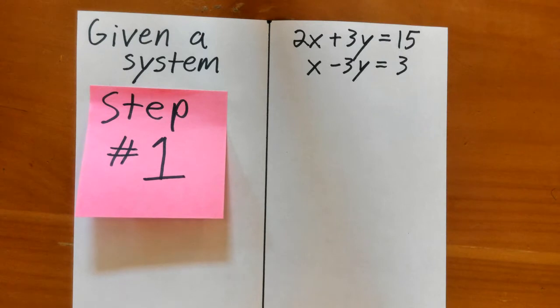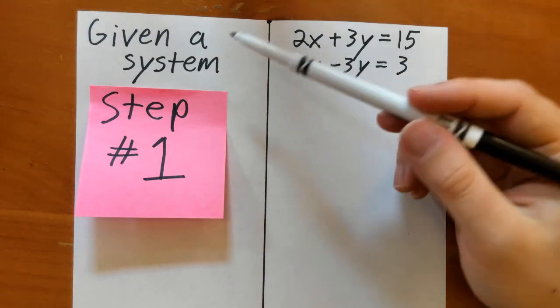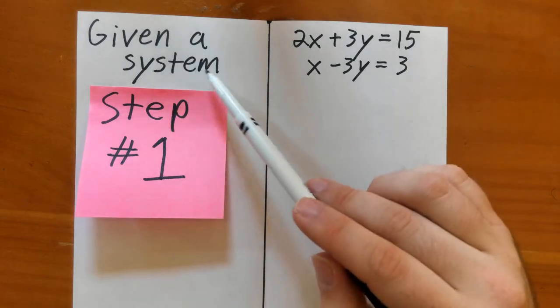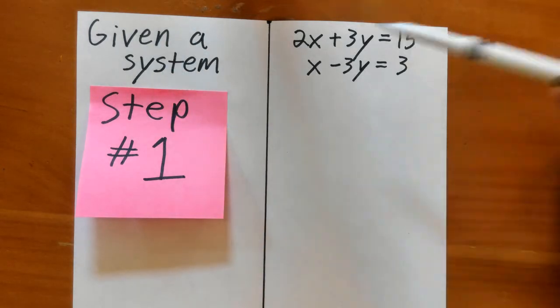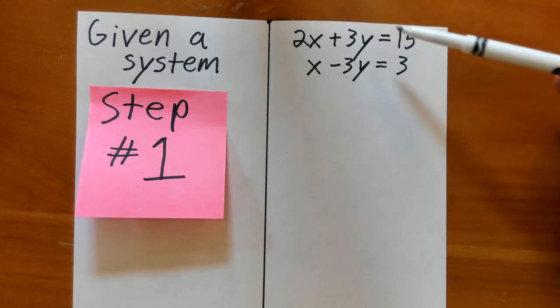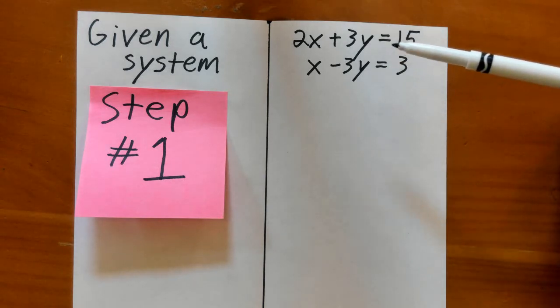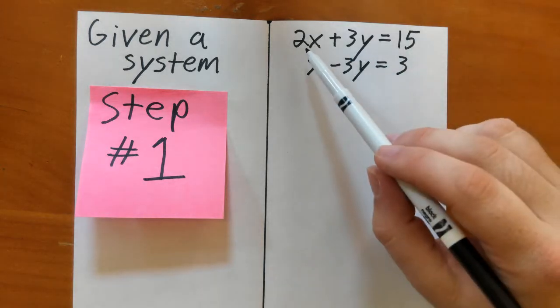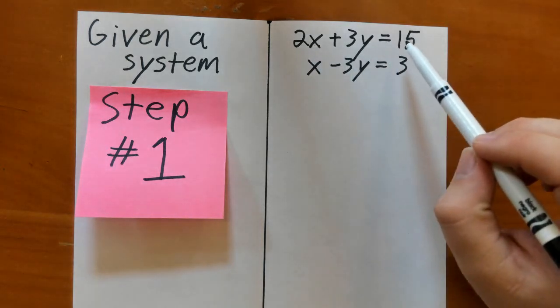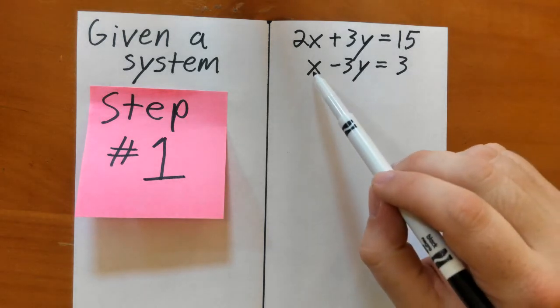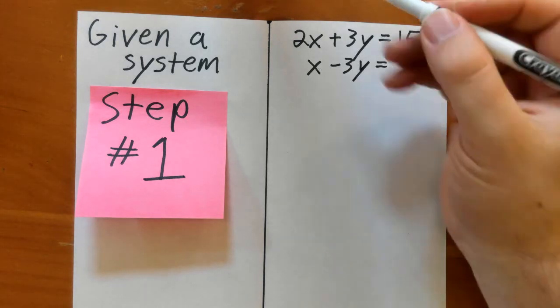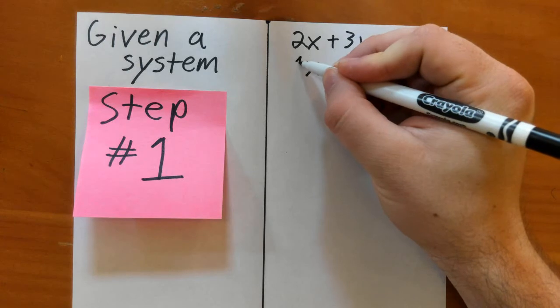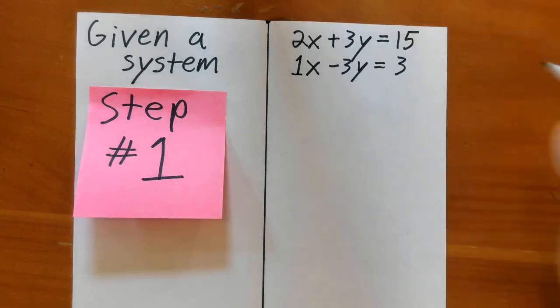Okay, so you should have your sheet of paper and this is what we're going to get started with. You're going to want to write given a system on the steps side, and then here's the system on the math side. Now, before we get into step one, something I want to point out: the first equation we have is 2x plus 3y equals 15. In the second equation we have an x, and remember you can always think of it as having an invisible 1 in front of that x.